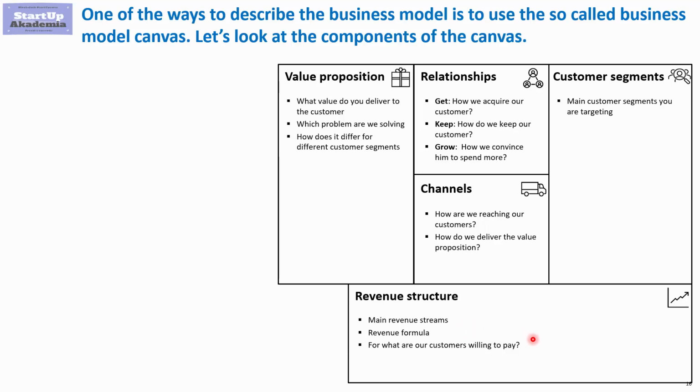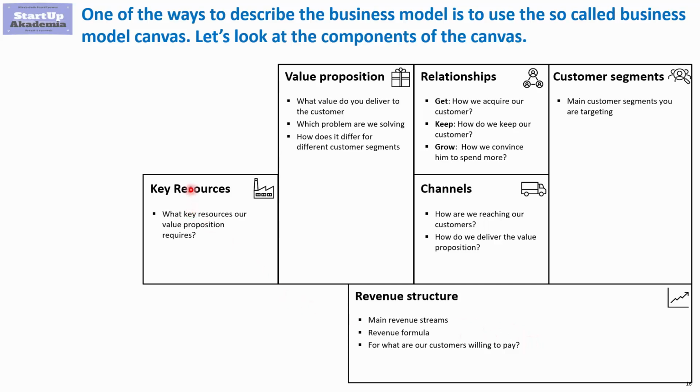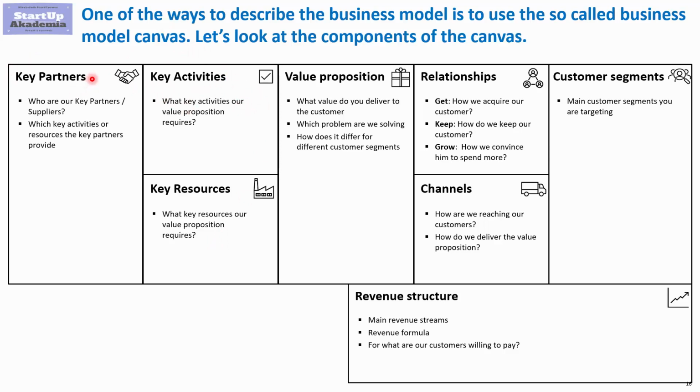Now let's move to the left side. We start by defining what key resources we need for our business. After that, we define the key activities we have to perform, and key partners that our business needs to survive and grow. In the Key Partners box, try also to define which key activities or resources the key partners provide. In many cases, key resources or key activities can be addressed by key partners. In this way, you may have one thing less to worry about.